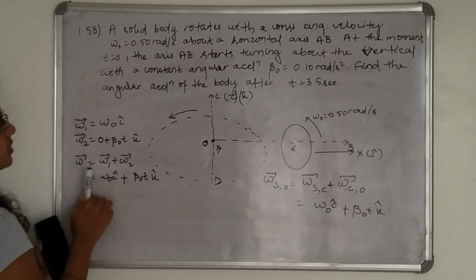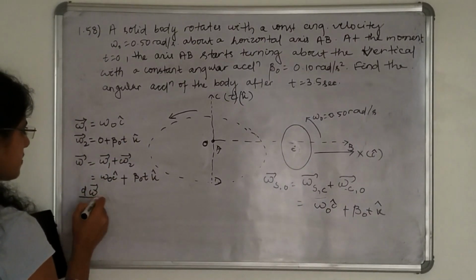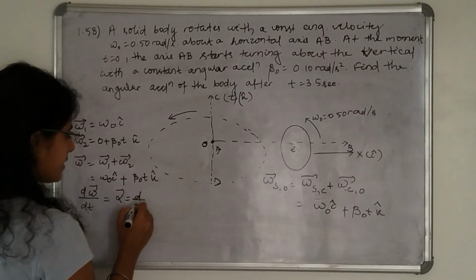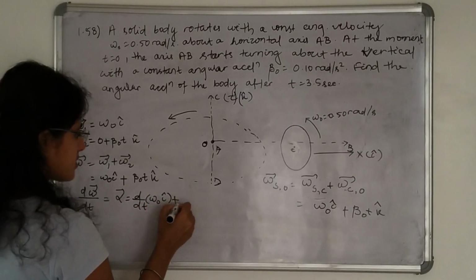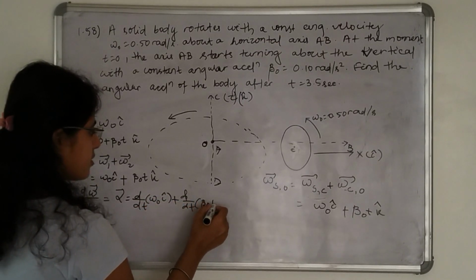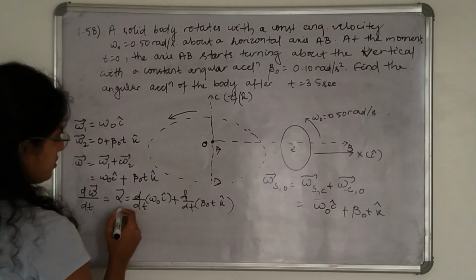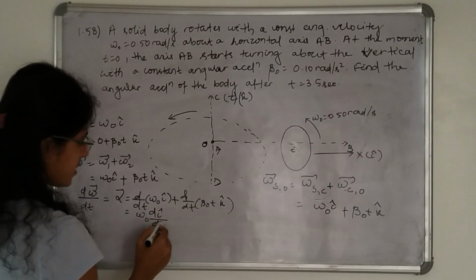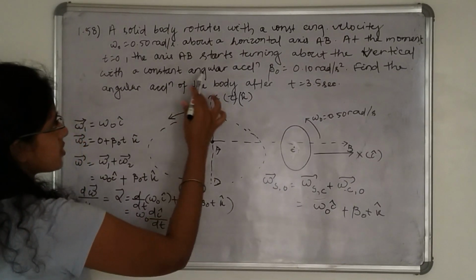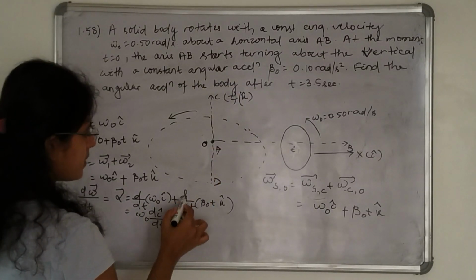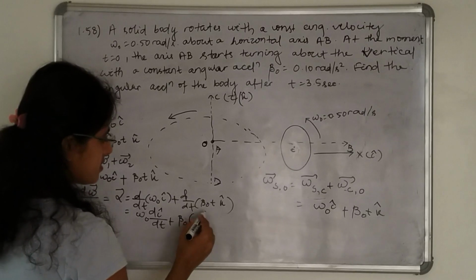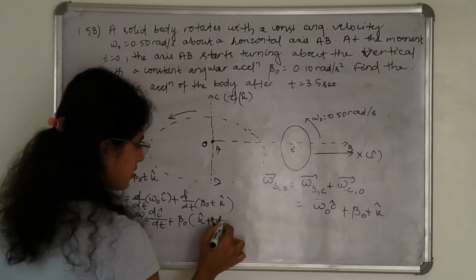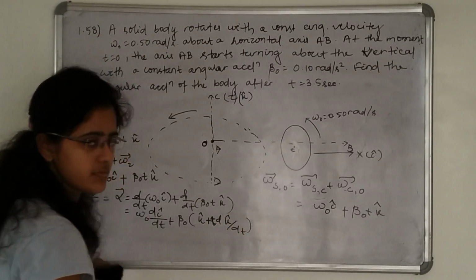We have to derive the angular acceleration. That means differentiate this with respect to time. Alpha vector is d by dt of omega naught I cap plus d by dt of beta naught into t k cap. So this will be how much? Omega naught is constant given in the question. D I cap divided by dt plus beta naught is constant angular acceleration given in the question. D by dt of t into k cap, that means k cap, plus t into d k cap divided by dt.